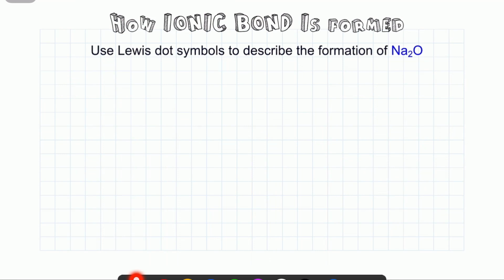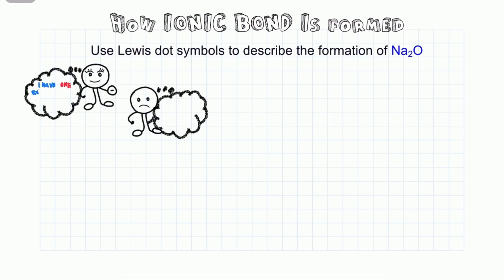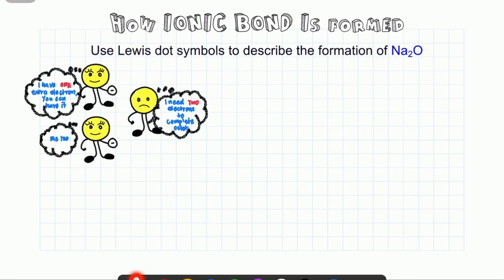So let's see how the ionic bond is formed. For the example, the formation of sodium oxide. By using the Lewis dot symbol, from the molecular formula, you can see that there are 2 sodium and 1 oxygen, because the ion of oxygen is O2 minus and sodium is Na plus. So it needs 2 Na to balance the charge. Each sodium atom can only transfer 1 electron, so that's why it needs 2 sodium atoms.